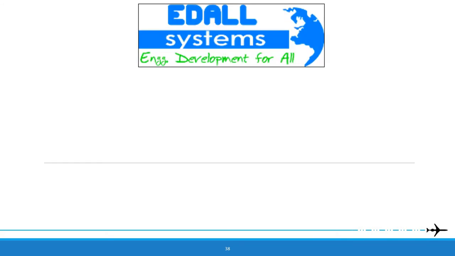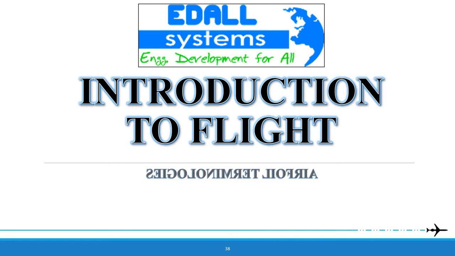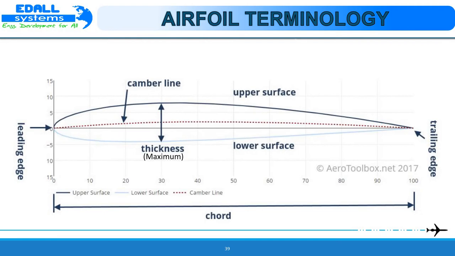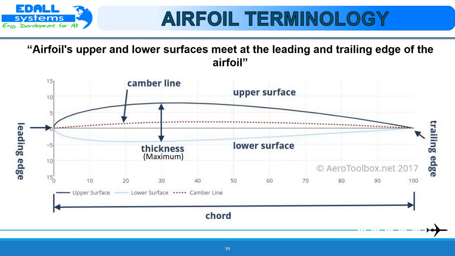In our previous session, we had seen about airfoil. Now let us start off with airfoil terminologies. These are the parts of the airfoil, namely called the nomenclature of the airfoil. Let us study them in detail. Airfoil's upper and lower surfaces meet at the leading and the trailing edge of the airfoil.